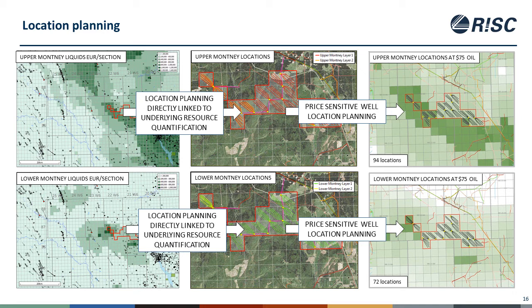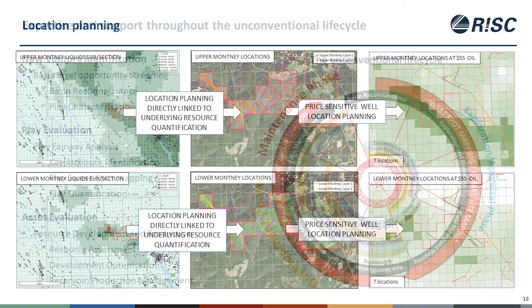So in the example provided here, the Upper Montney in this section of land has 94 commercial locations identified at an oil price of $75 versus 7 commercial locations identified at an oil price of $55. Because of the underlying EUR framework, we're able to plan developments and locations in different price scenarios.